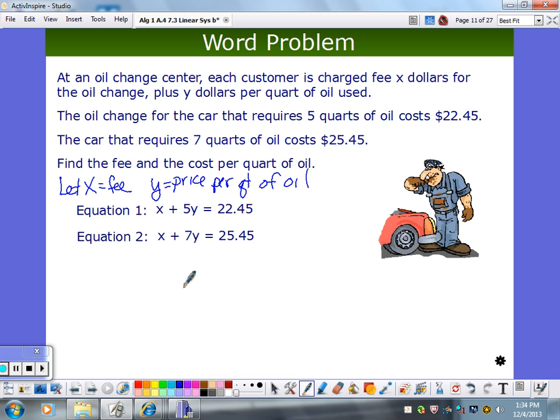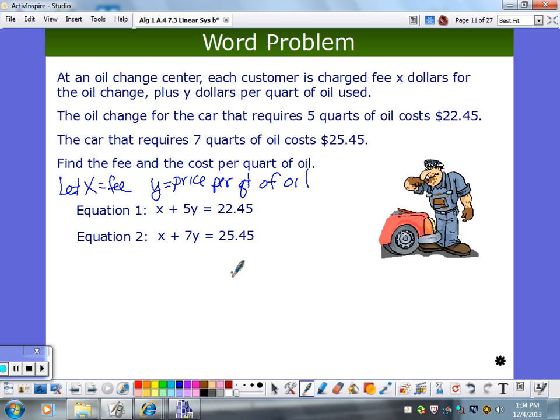Okay, so the X is the fee. You did that one time. And then Y is the price per quart. For the first car, you have to figure out 5 times whatever it costs to buy 5 quarts of oil, and that's what they pay. The second person also has to pay that fee, but they have 7 quarts, so 7 times Y, and they came out with that.